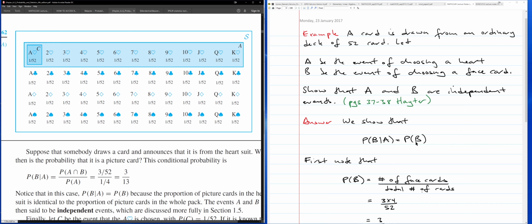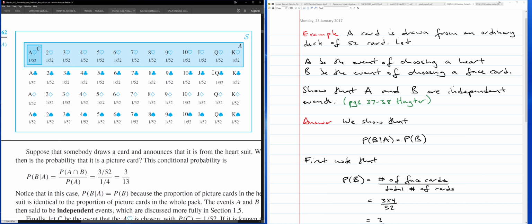We show this by calculating each of these separately. So what's the probability of obtaining a face card? By face card they mean jack, queen, and king, so an ace doesn't count as a face card. How many face cards do you have? Well, you have 3 of them for each suit.